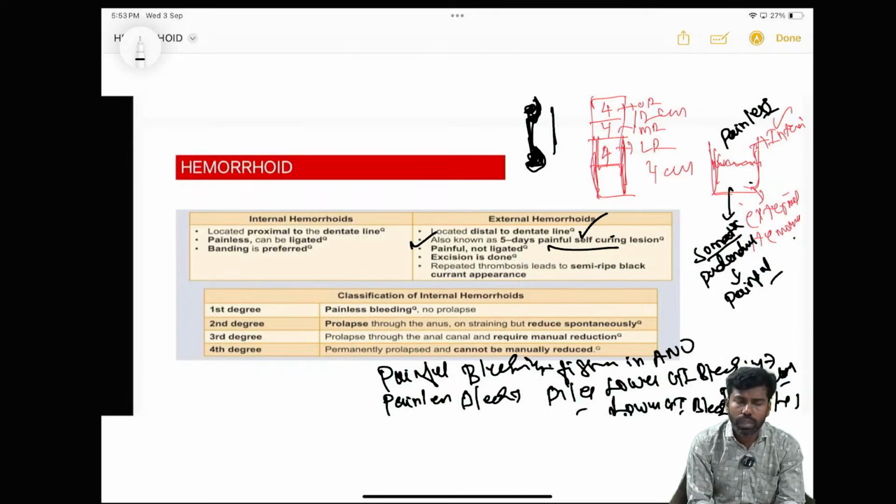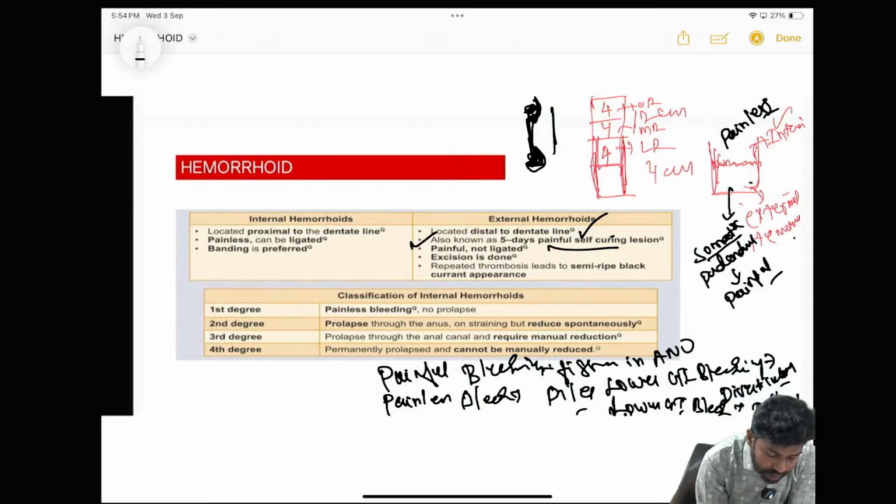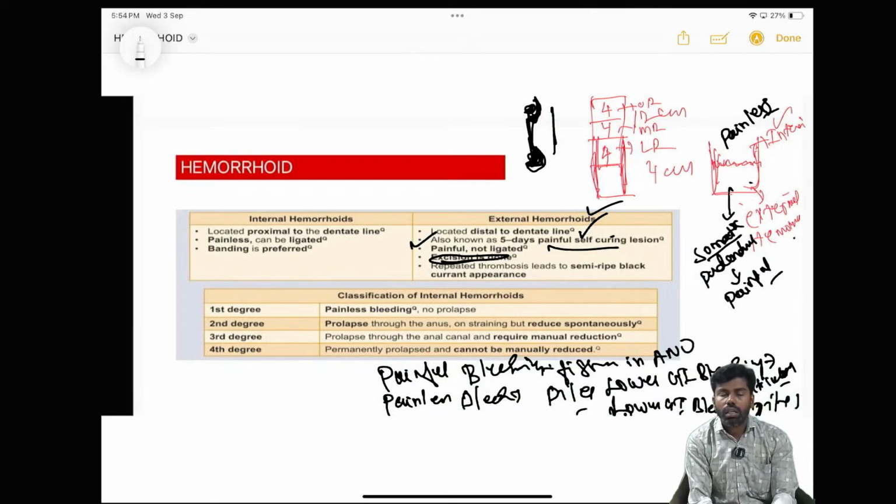If the pain is less than 2 to 3 days, you treat conservatively, giving analgesics. If the patient is okay, you can continue conservatively. If the pain is increasing despite conservative management, there is no other way: you have to excise the hemorrhoidal mass. This is also called perianal hematoma. External hemorrhoids and perianal hematoma are all the 5-day painful self-limiting lesion, all the same.